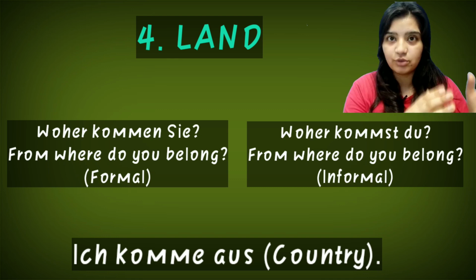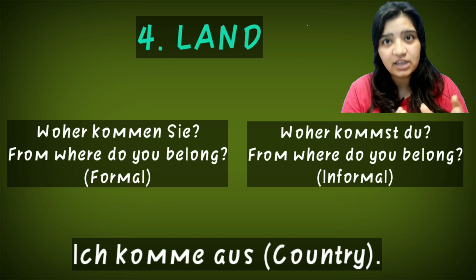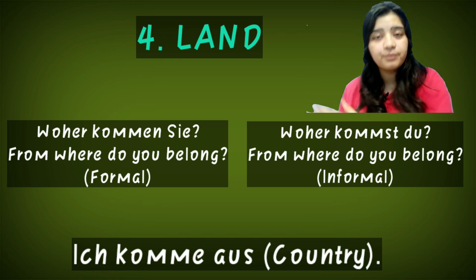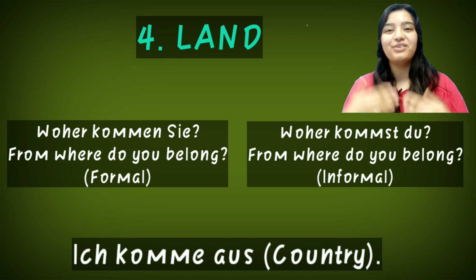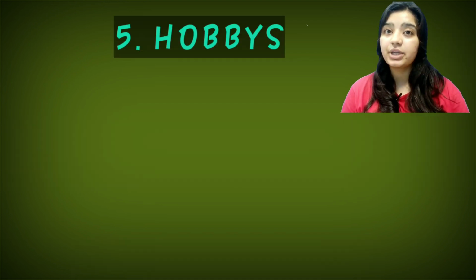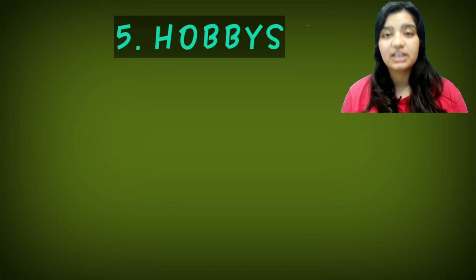Woher kommen Sie? Woher kommst du? Ich komme aus Indien. So, ich komme aus Indien. Nummer 5. Hobbies. Now, how are you going to ask what your hobbies are?